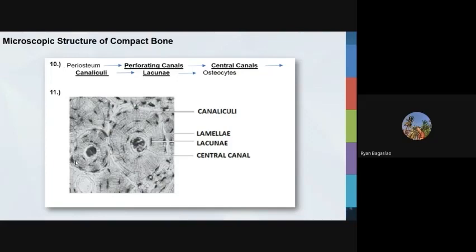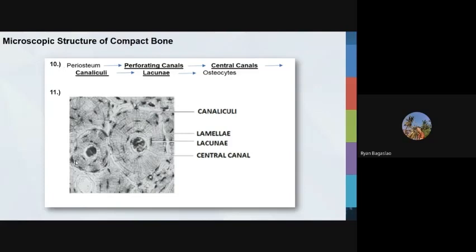Then, the canaliculi are tiny canals running from the central canal to the lacunae. Canaliculi connect all the living cells of the osteon to the nutrient supply. Then after canaliculi is the lacunae. Lacunae are chambers where the osteocytes can be found. And lastly is the osteocyte. So that is the process of how the nutrients travel through a bone.